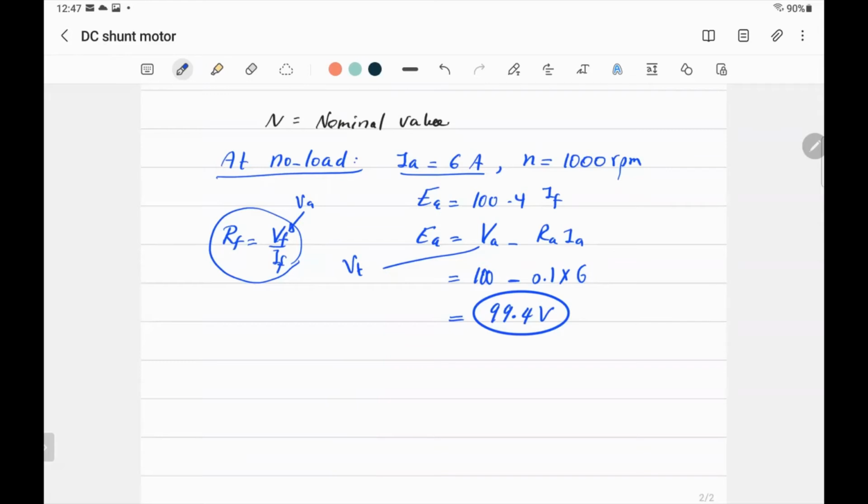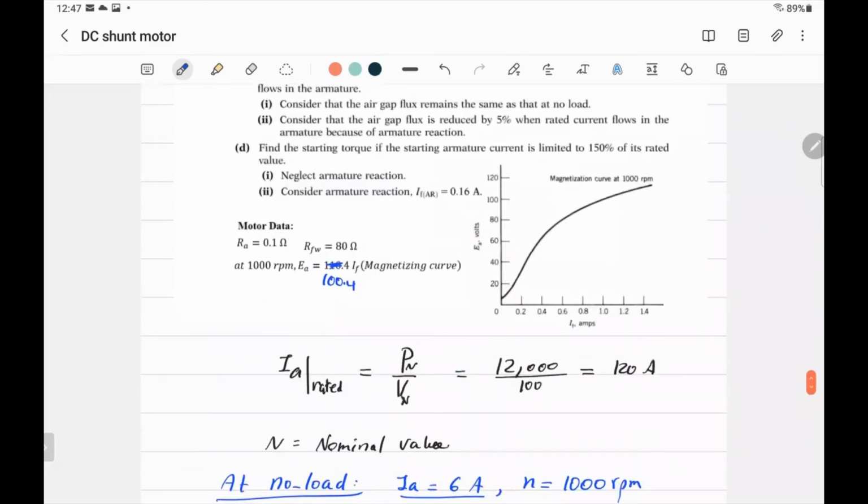Why am I doing that? Because I know VF is equal to VA, and VA is 100, but how can I find IF? So I'm doing this to find IF. You ask, how come IA will help you to find IF? Because the magnetization curve, or magnetizing curve, gives you the relation between IF and EA. So if I found EA, I can find IF.